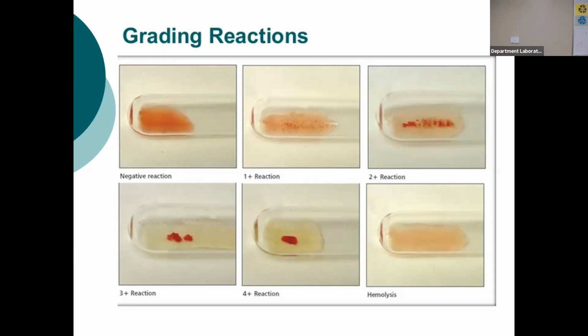Okay, and then a 3+, notice that your aggregates are a little bit larger. It's even very common that you'll see 1 large aggregate and several small aggregates. I'd still call that a 3+. Okay, and then a 4+ is 1 solid cell button. Any questions on grading? Again, you guys will get plenty of experience with this, and you'll feel comfortable.